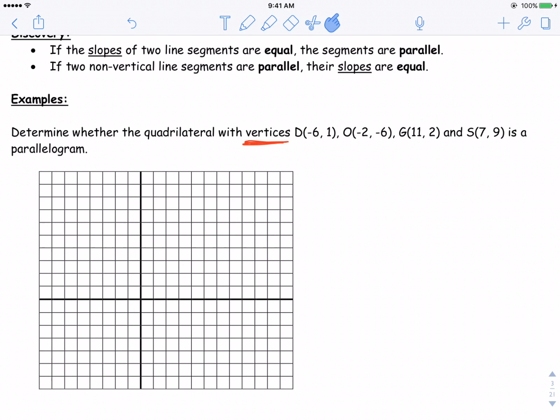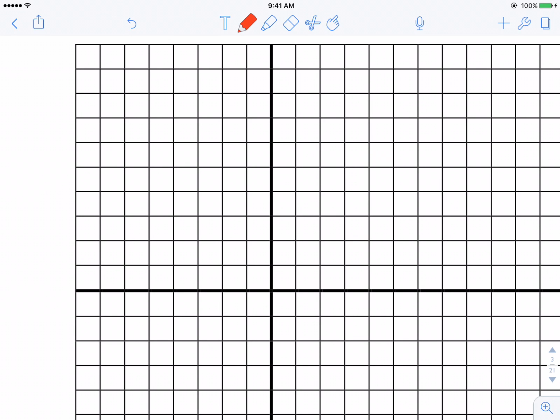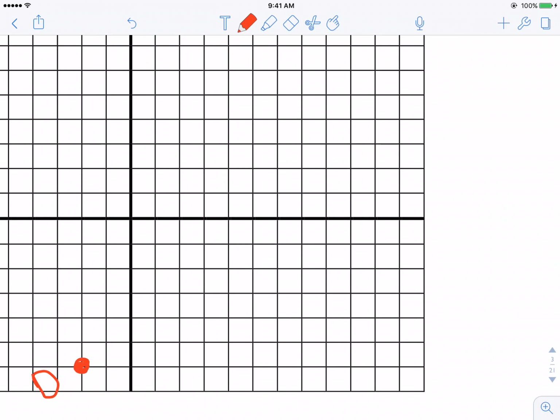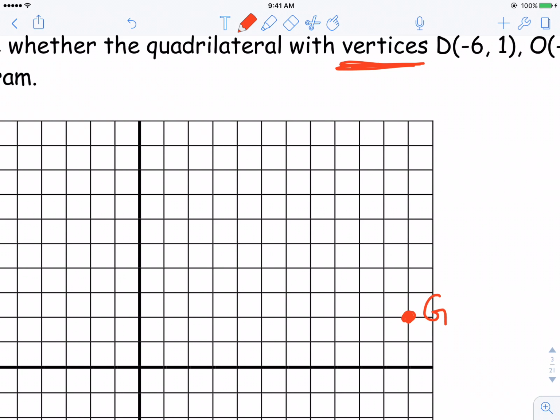Negative 6, 1. Here's point 1, D. Negative 2, negative 6. Point 2, O. 11, 2. Point 3, G. And 7, 9.